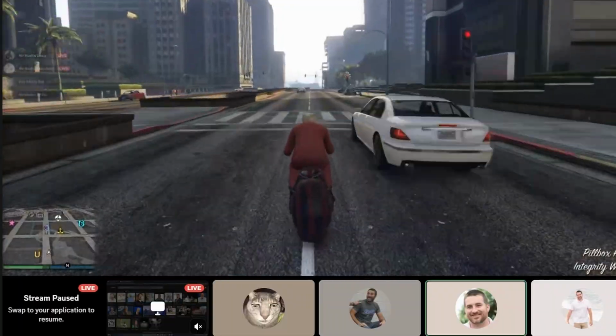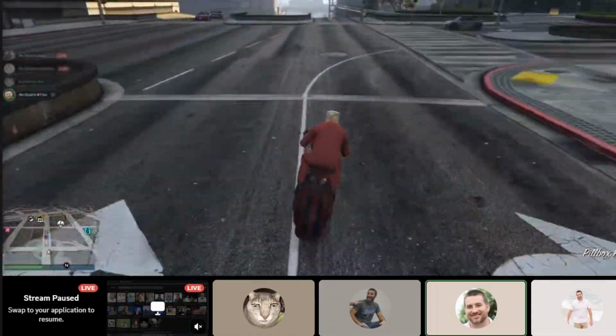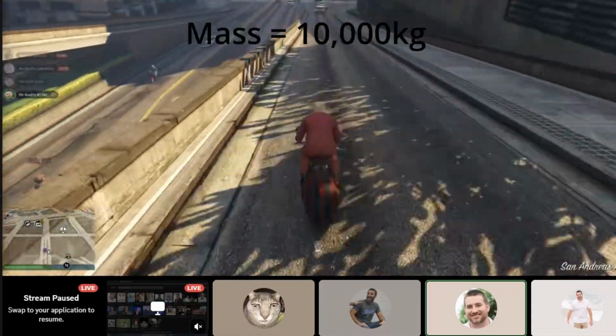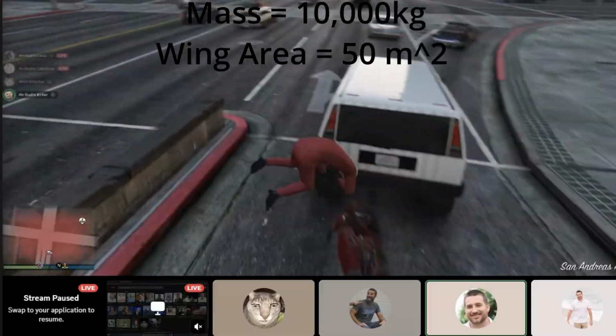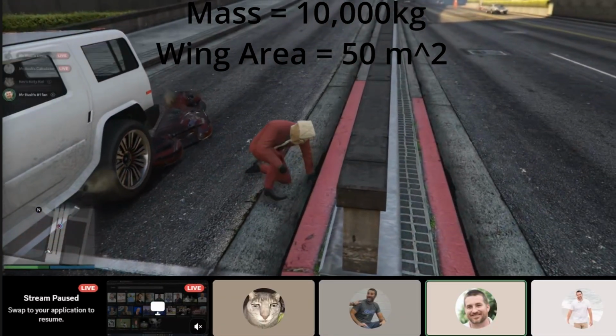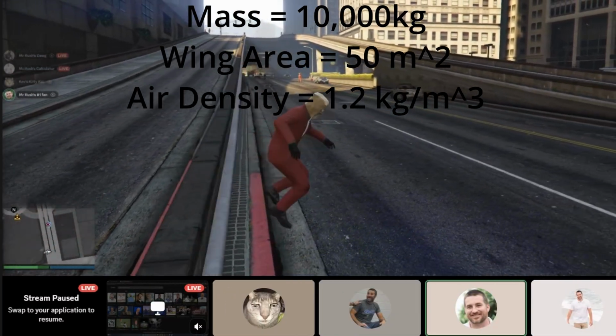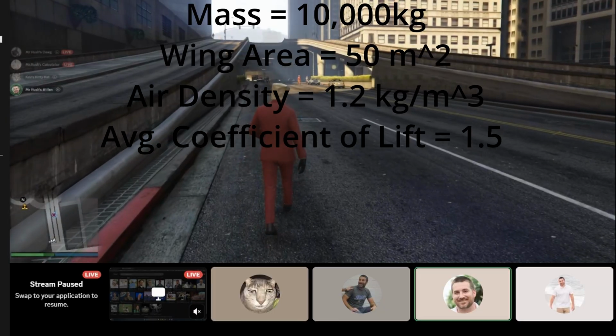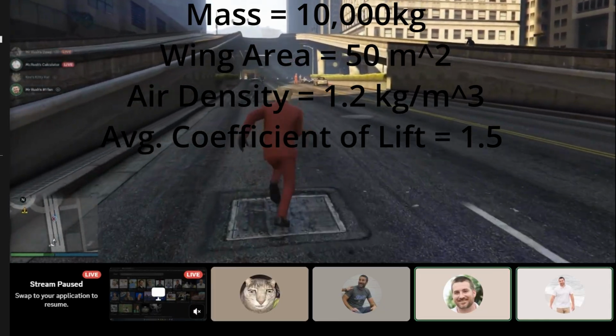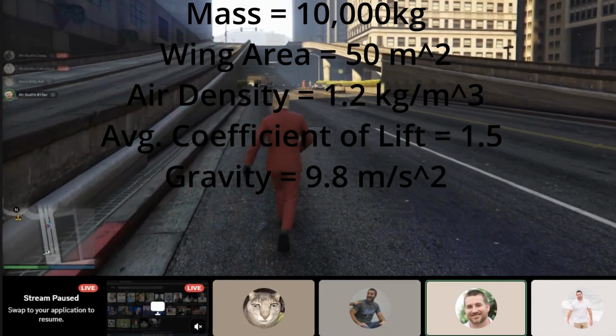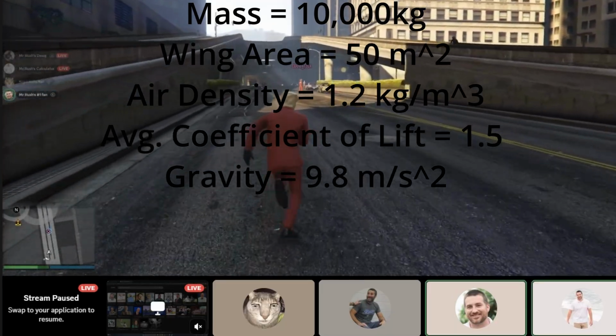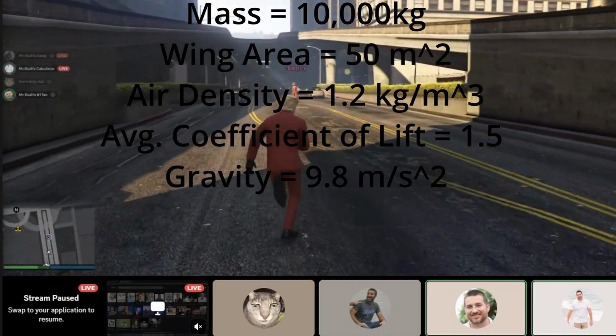Now, let's do another example of this with the calculations. Let's say the mass of the airplane is 10,000 kilograms. The wing area is 50 meters squared. The air density is 1.2 kilograms per meter cubed. The average coefficient of lift is equal to 1.5. But just because I'm feeling a little spicy today, let's make gravity 9.8 meters per second squared.